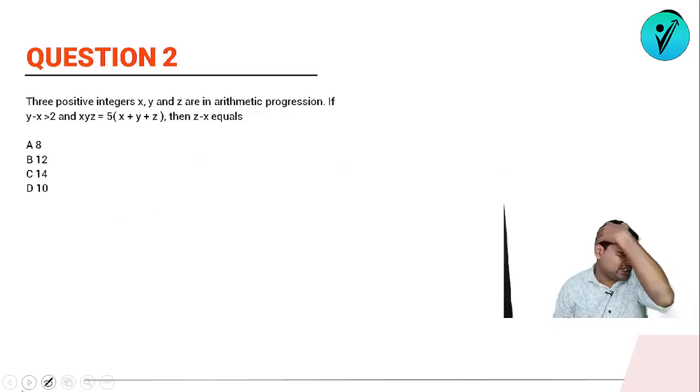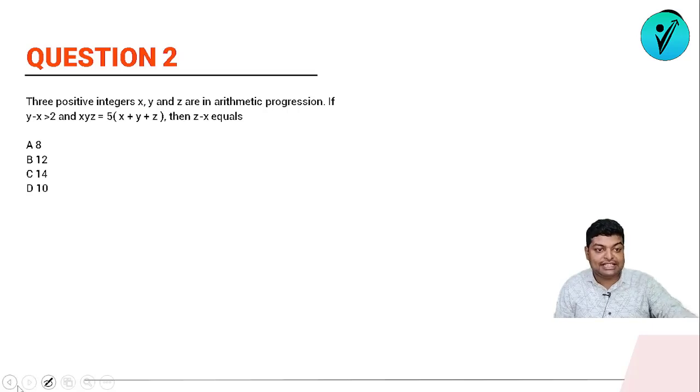So the next question is from the chapters of AP and GP. Again, I'll say AP and GP was the most important chapter when you'll see the paper of 2023. In every slot, there were around 1 to 2 questions everywhere. It's a very important topic.